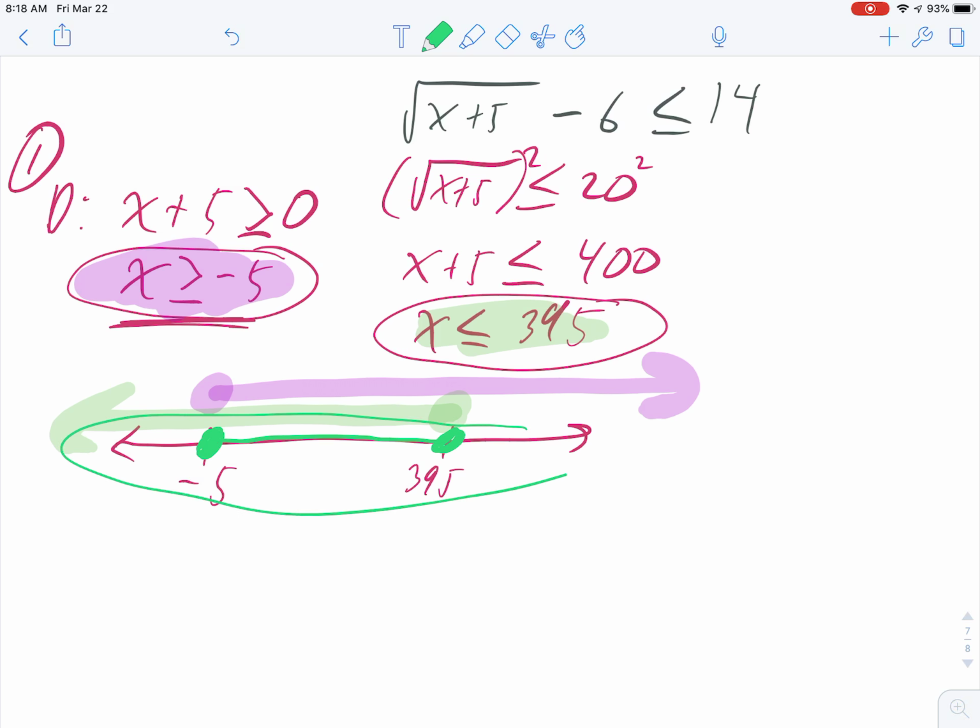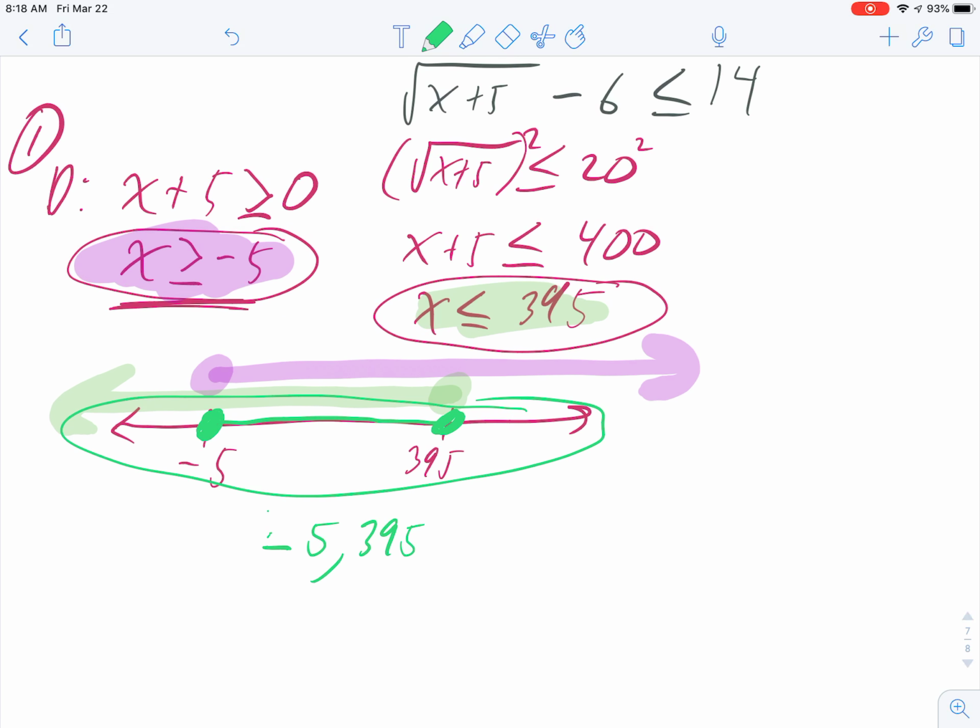And so that is our actual solution, which we will then write in interval notation. It's all the numbers from negative 5 to 395. Because it's "or equal," it's including the endpoints, and so we're using a square bracket. And that's our final solution.